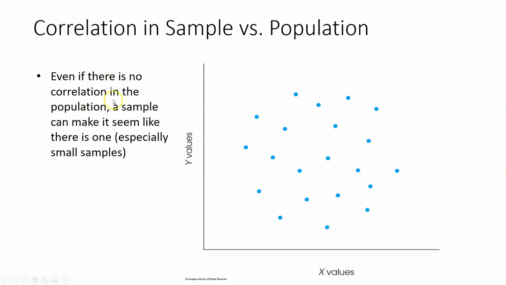Now, even if there is no correlation in the population, a sample can make it seem like there is one, especially if there are small samples. So let's imagine that we drew these 3 points out of this population of scores. In the population, you can see there is actually no correlation. But if we drew only those 3 points, it would look almost like there was a correlation. In fact, it would be a modestly positive correlation.